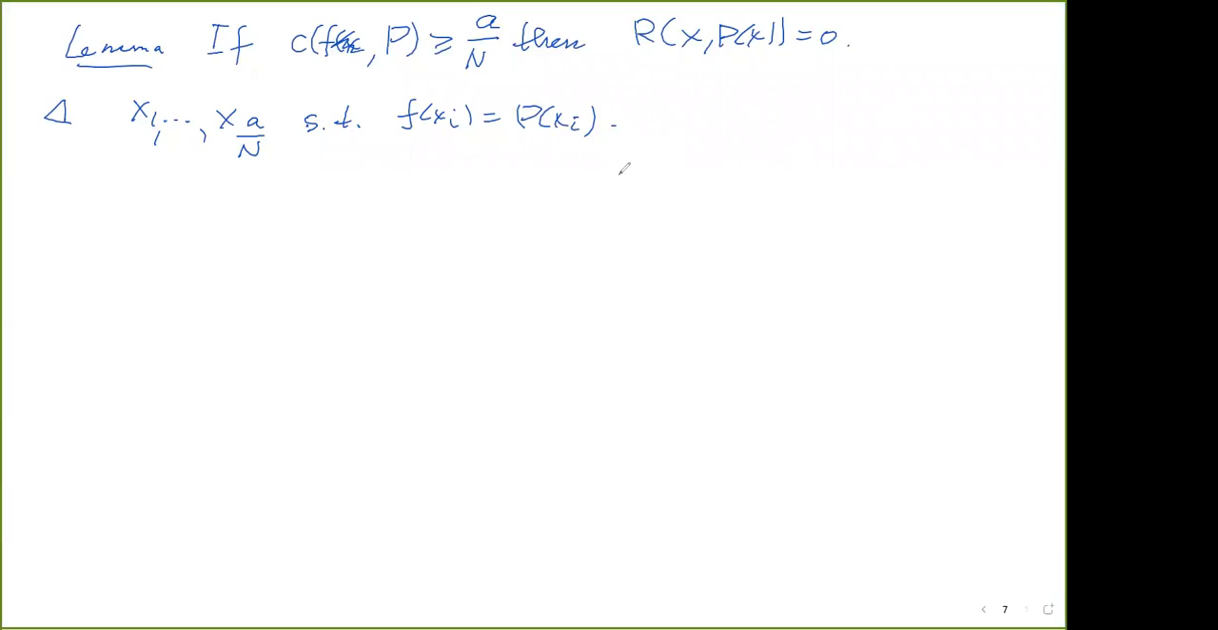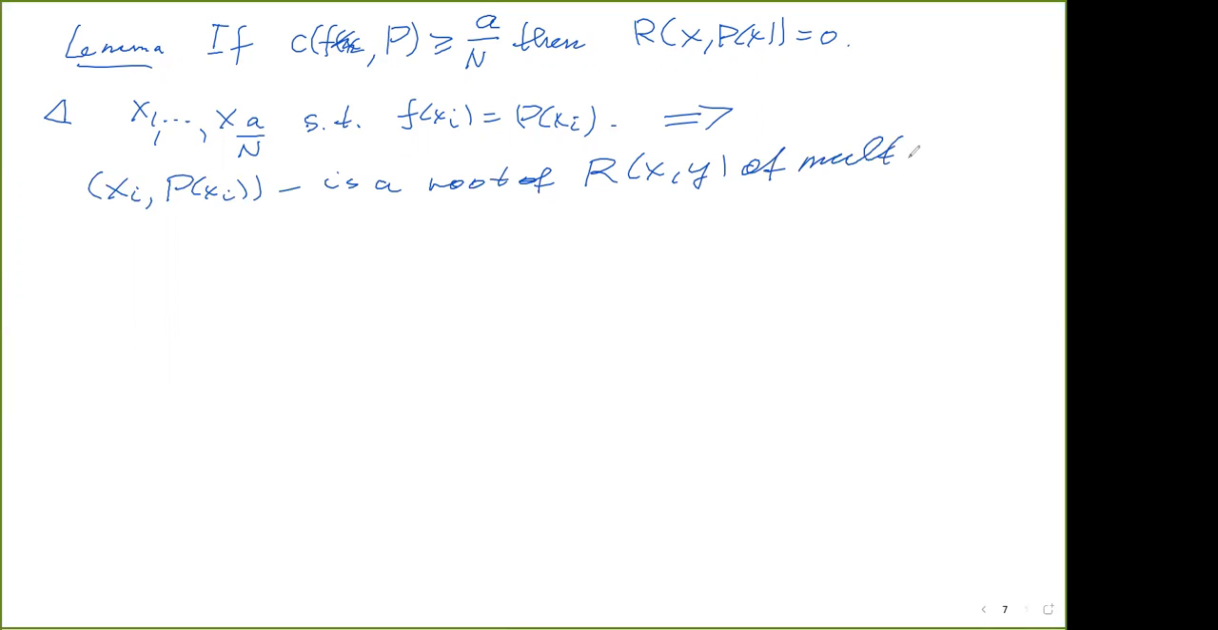That means that xi, p of xi is among the roots of R. So without loss of generality, we can assume that all those points are the first a over n points. And this equality means that this is a root. Hence, this is the root of R over xy. And we know that once it is a root, all those points are actually roots of multiplicity at least n by construction.